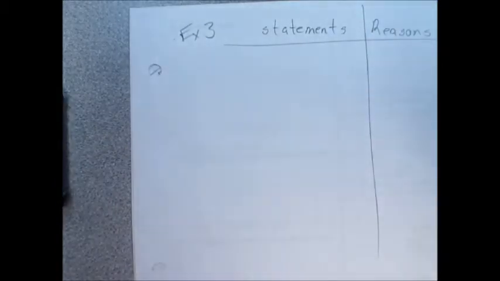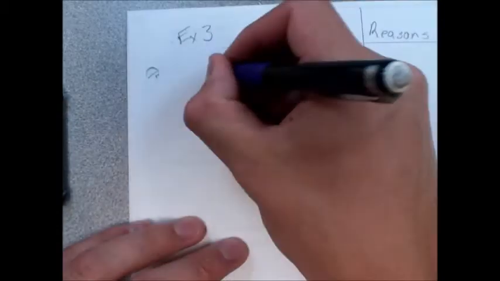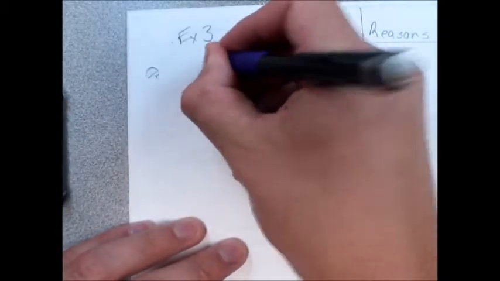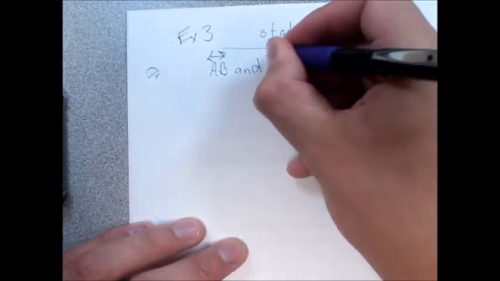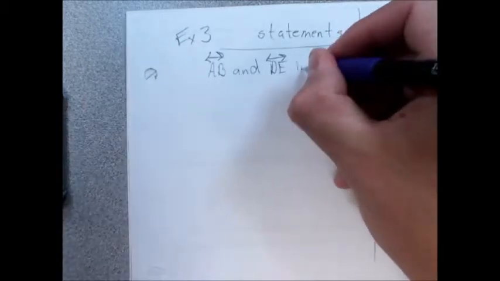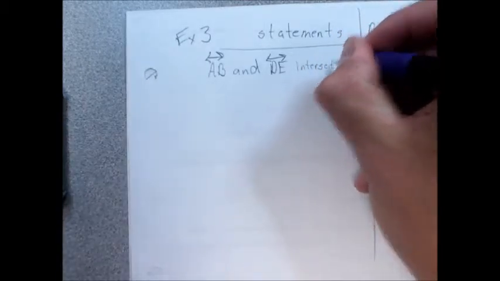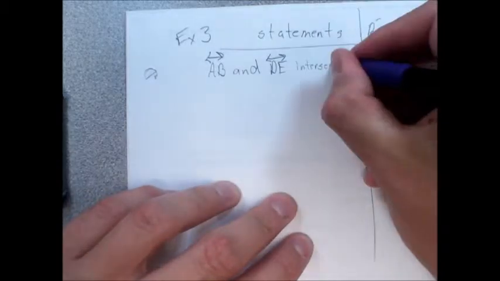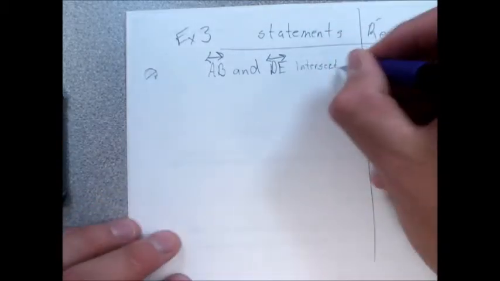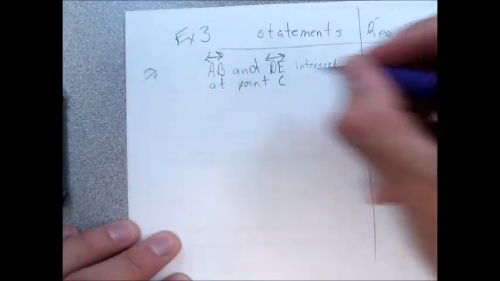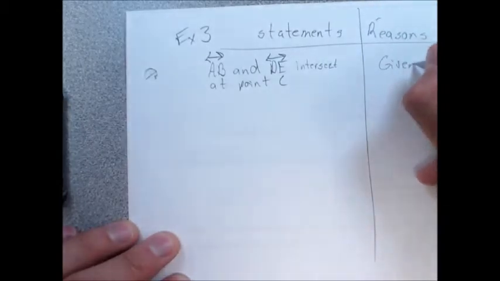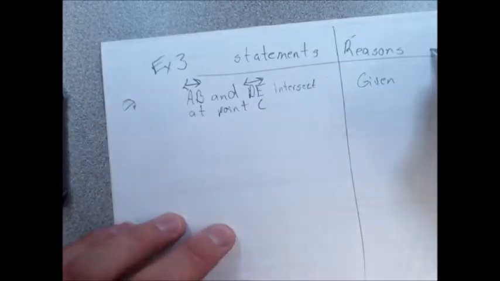Okay, so the very first thing is what was given. Our givens were line AB and DE. So those two lines intersect at a certain point. Intersect at point C. Okay, that was our given. And there's a diagram that they give us to go with it, but I'm just going to draw it really quickly. They intersect right here in the center.